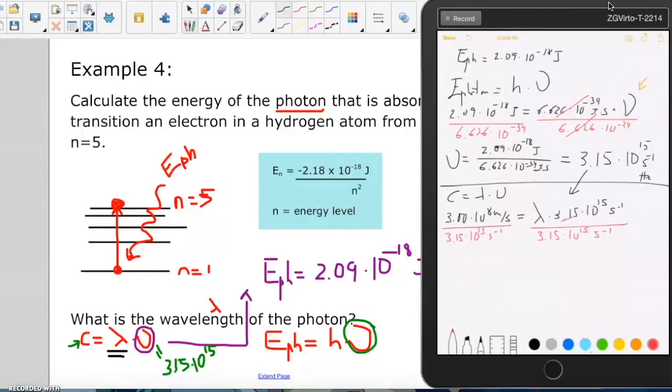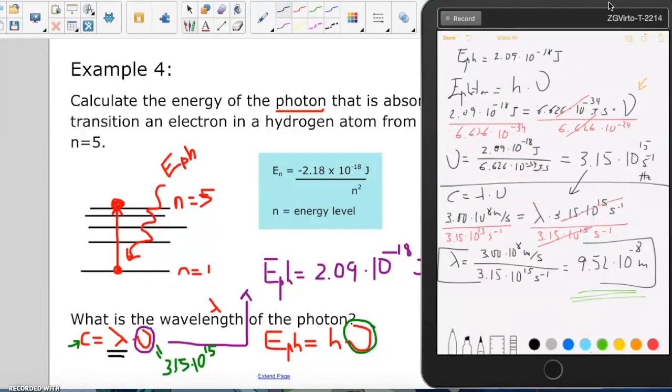So we cancel this out, and we have that lambda, the wavelength, is going to be the speed of light, 3.00 times 10 to the 8th meters per second, divided by the frequency, 3.15 times 10 to the 15th seconds to the minus 1. The answer will be 9.52 times 10 to the minus 8 meters. And this is the wavelength of the photon.